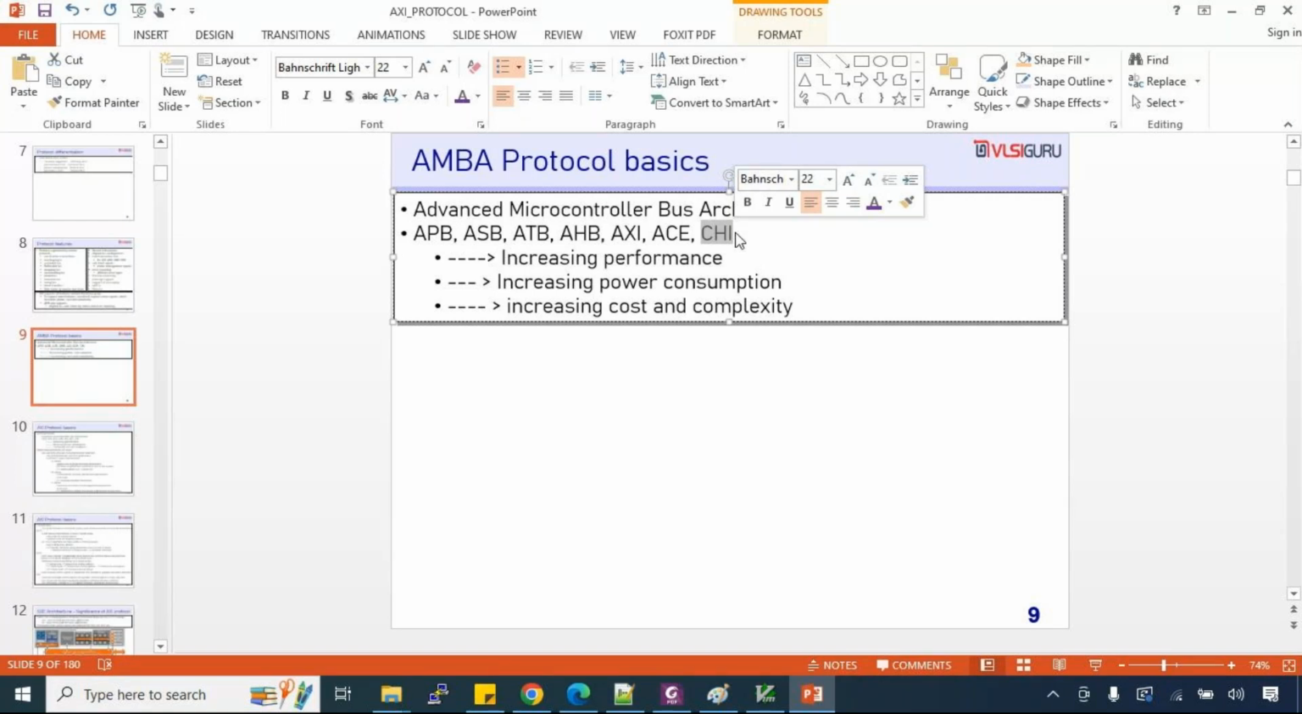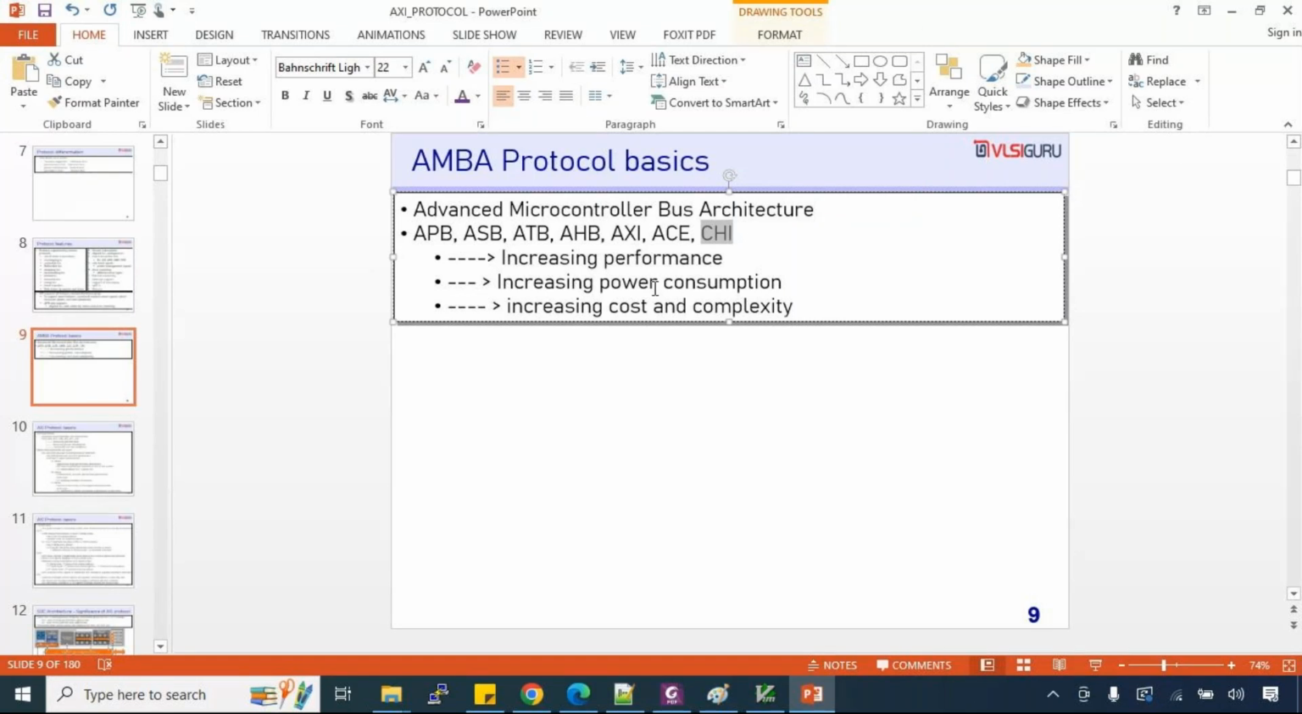Okay, it's like a family having different people, right? So everyone is not the same. Like that, APB is not the same as AXI. AXI is not the same as ACE. ACE is not the same as the CHI protocol. But who is the most complex in this? CHI. Who is the simplest? APB. So that's where we started our training, with the APB protocol.